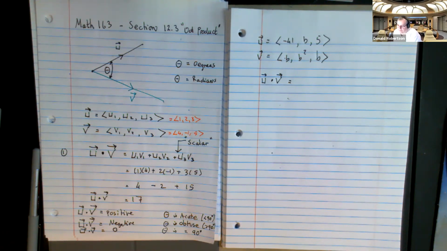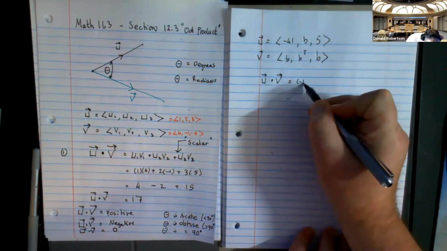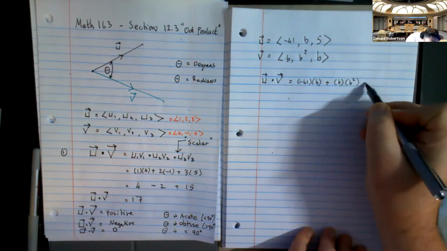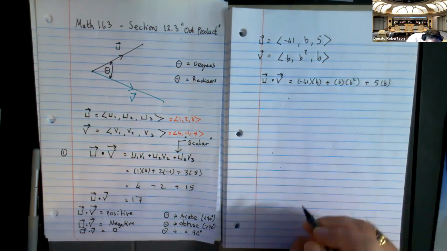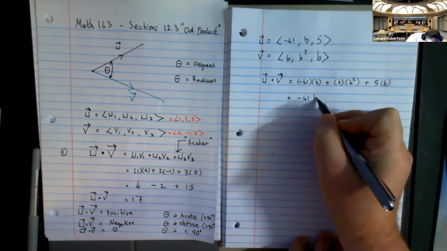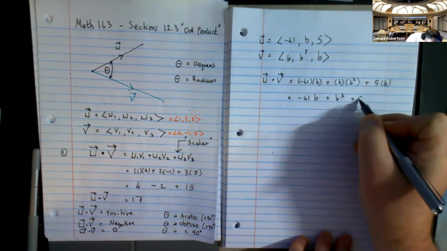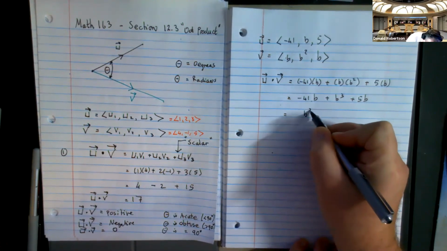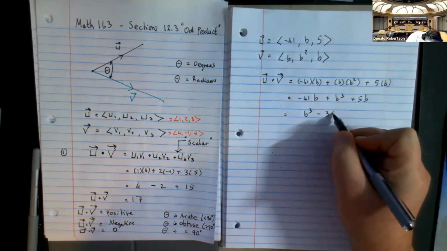Now, as long as I apply the formula, I'll get an answer. Would you agree that the chances are that this answer will not be a number like 42? Won't it be an expression with some b's and b squareds and who knows, right? That would be my gut feeling. So let's see what we get. -41 times b, add b times b squared, add 5 times b. -41b, add a b cubed, add a 5b. These can combine a little bit. And what do you get? You get b cubed, take away 36b.